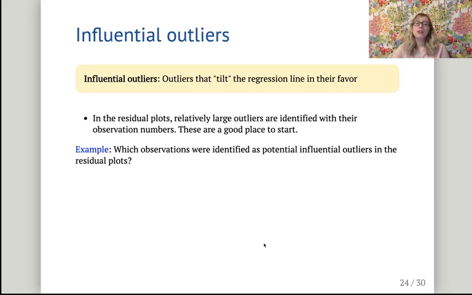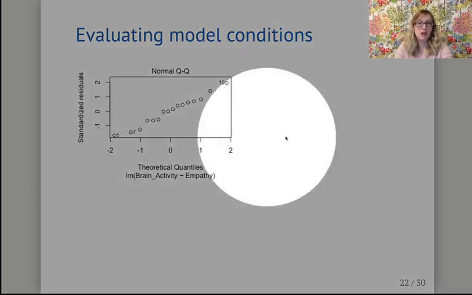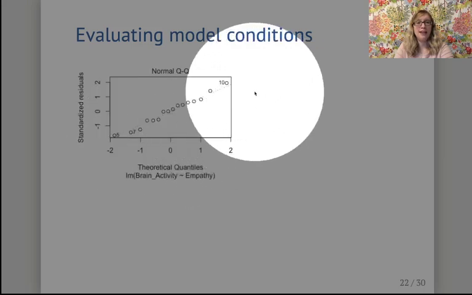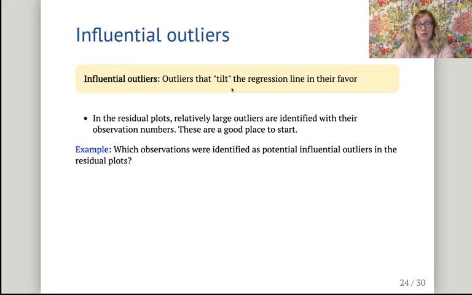We might also look for influential outliers. Influential outliers are ones that are going to tilt the regression line, either tilt the regression line toward that point or perhaps push it away from another type of line. In the residual plots, these relatively large outliers are often identified with their observation numbers. So for example, observations 5, 7, and 10 are highlighted because they have the largest standardized residuals. Those are definitely points that we might consider when we're looking for outliers.